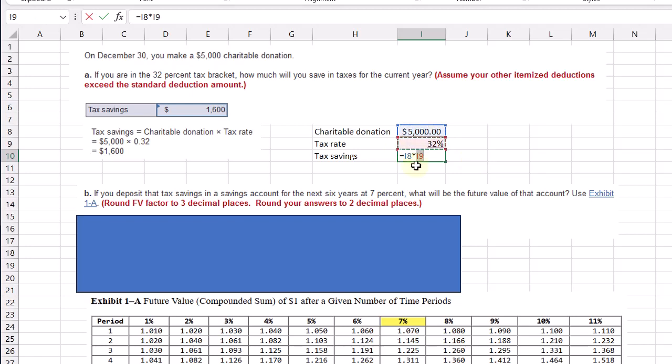Now you can see the formula here or up here. So we take the value in cell I8 times the value in I9, and we get the $1,600. So that's pretty straightforward. Now let's look at the second part.